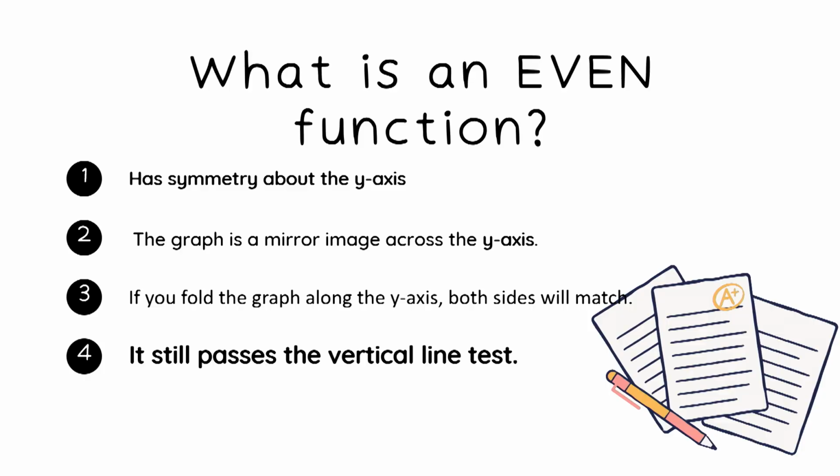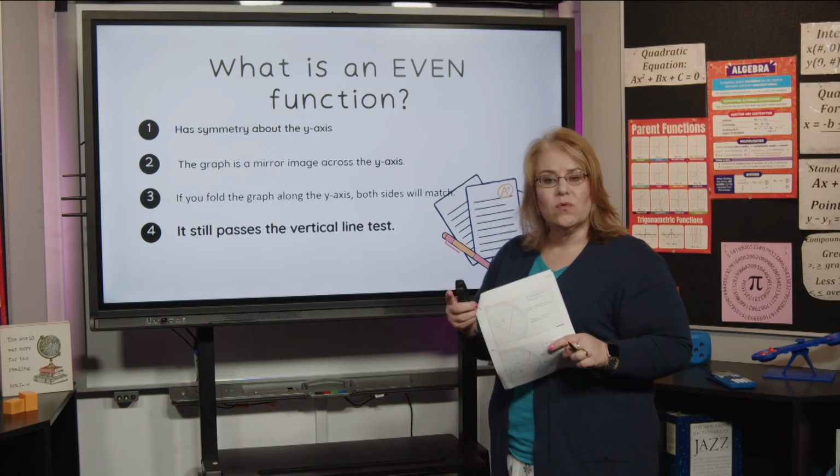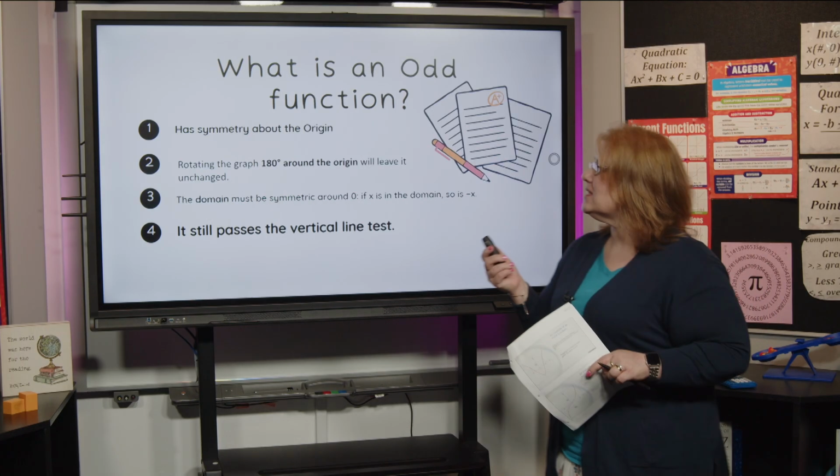So here we go. What is an even function? Okay, it has symmetry about the y-axis. The graph is a mirror image across the y-axis. If you fold the graph along the y-axis, both sides will match. It still passes the vertical line test. So now that we have some indications of what an even function is, let's look.